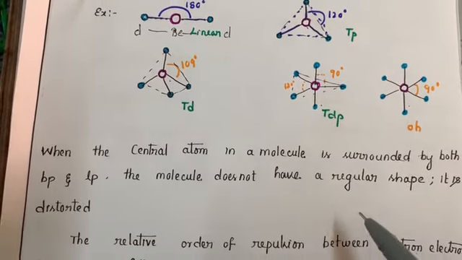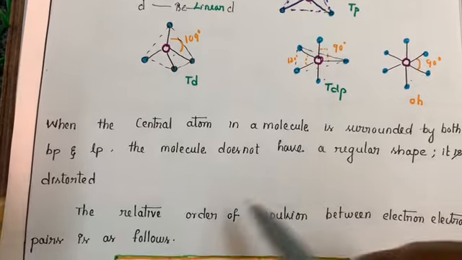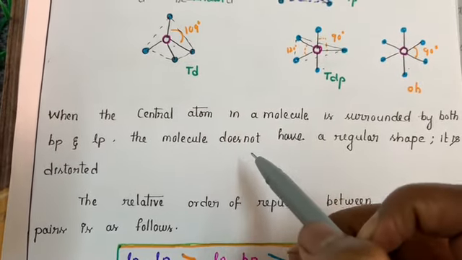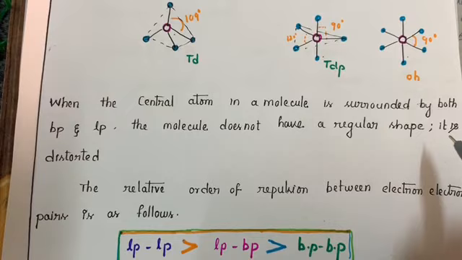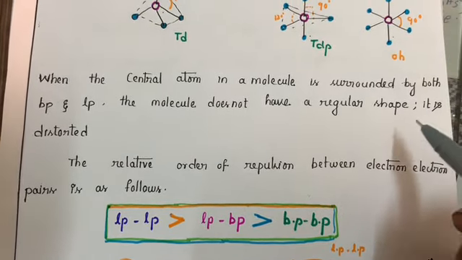When the central atom of a molecule is surrounded by both bond pairs as well as lone pairs, then the molecule does not have a regular shape. It is called a distorted shape. So what is a distorted shape?